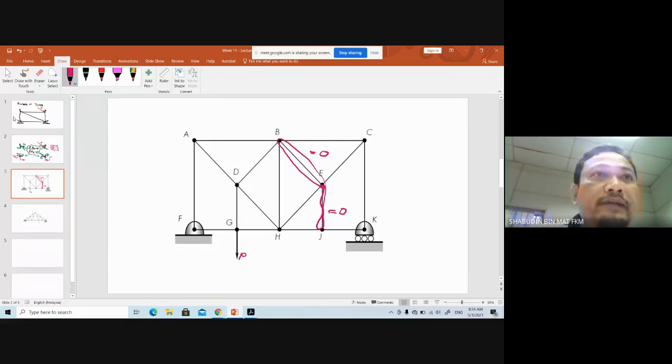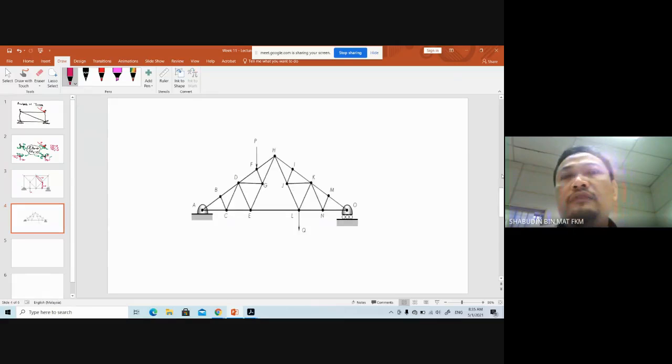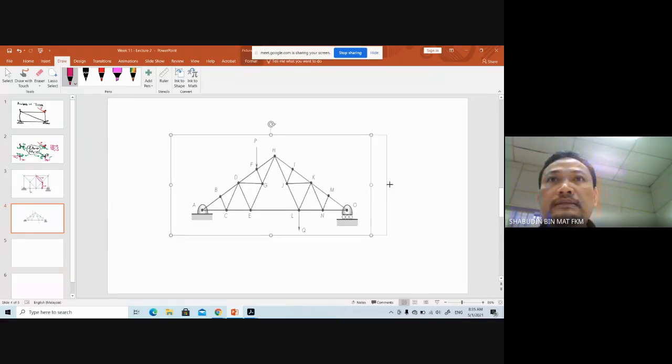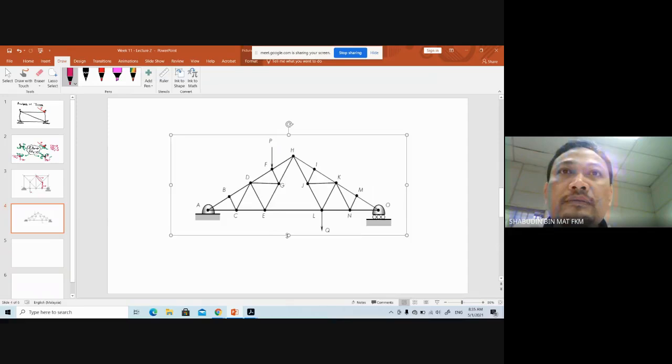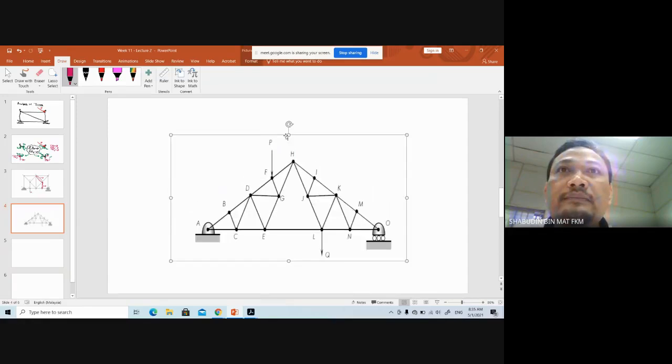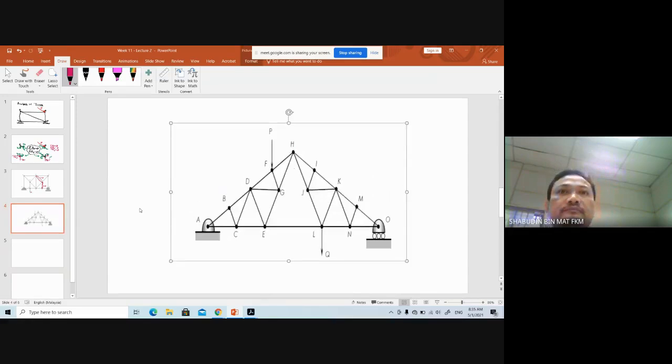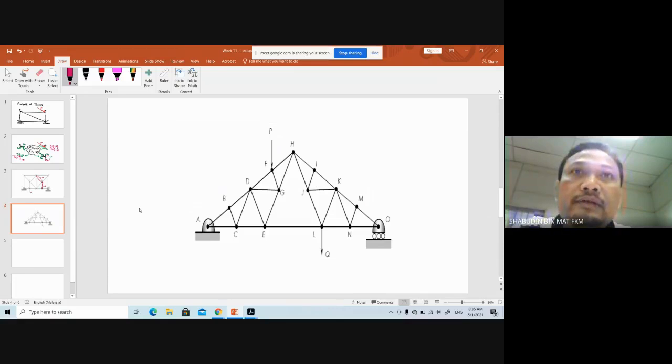Okay, we move to the next structure. There are a lot of zero force members here. To begin with this structure, look at A, B, B, D. And then you attach one structure here, that one is 0. No force there.